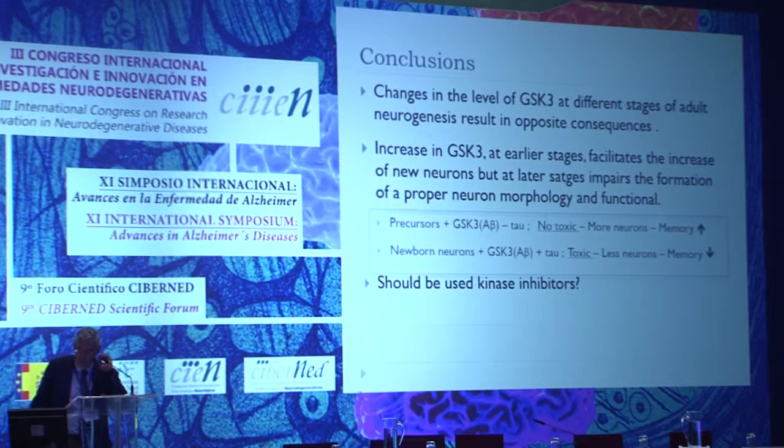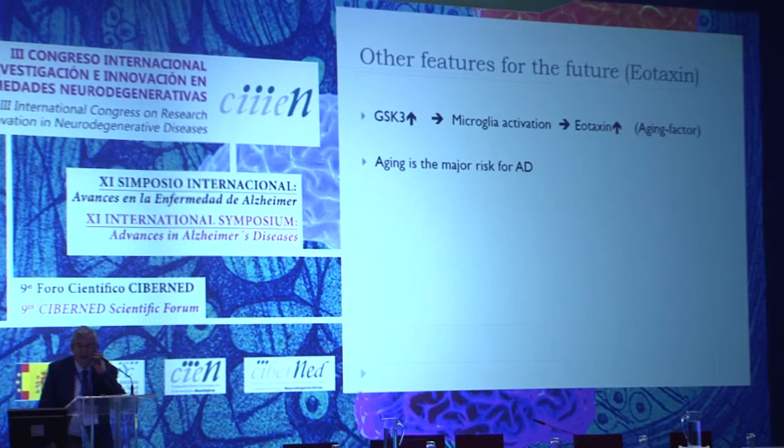But before I end, if I can, and as suggested by Professor Kachaturian, who is looking for new features, new ideas, or new things, I would like to focus you on only one thing. I told you about eotaxin, that eotaxin was increased in all this story. And eotaxin is an aging factor. And all of you know that aging is a main risk for Alzheimer's disease.